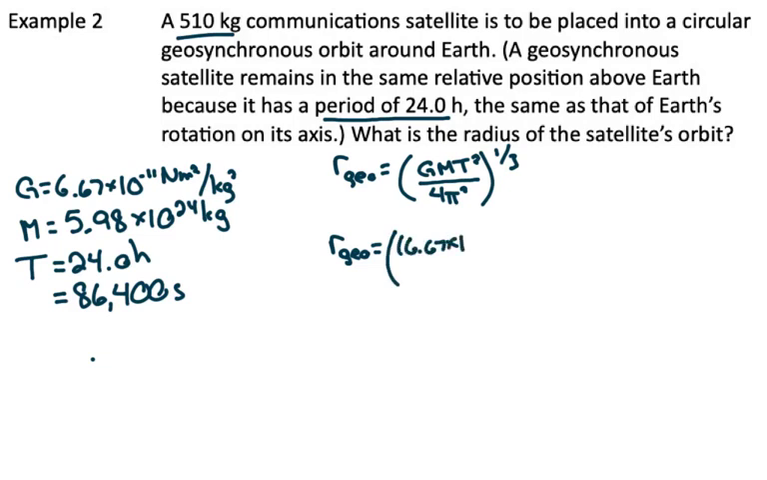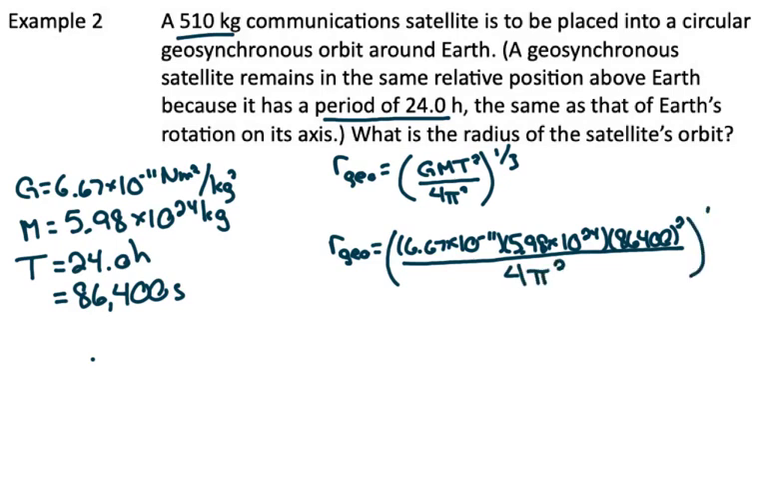G is 6.67 times 10 to the minus 11. M, 5.98 times 10 to the 24th. T, 86,400, that is squared. That's over 4 pi squared, all to the exponent of 1/3. This can be done in one step in the calculator.